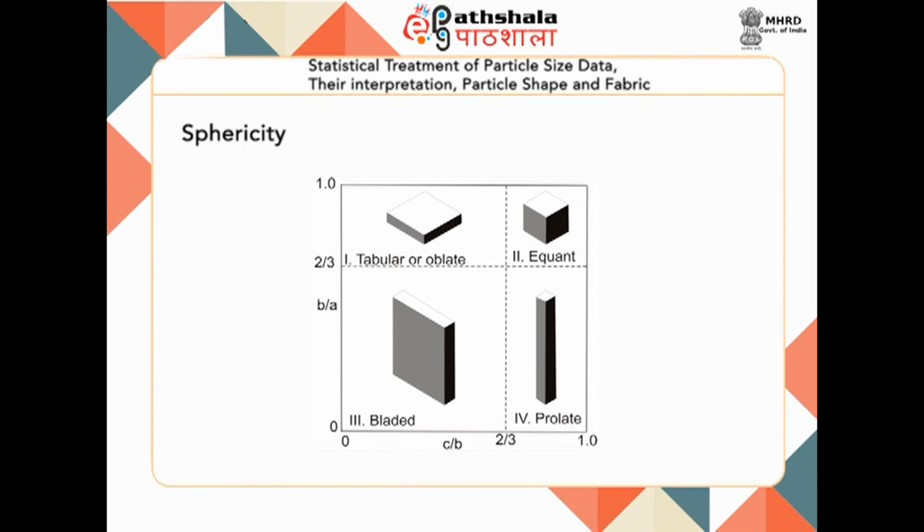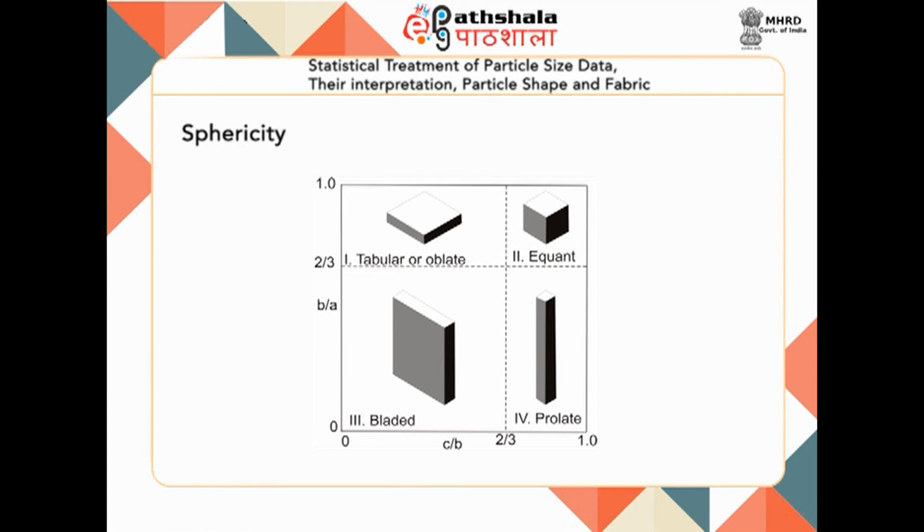So, to simplify this process, Zingg classified 4 shapes of grain on the basis of B by A and C by B ratios, where A, B and C represent length, breadth and thickness of a grain. The 4 classes defined thereby are oblate, prolate, triaxial and equiaxial. As described in the following diagram, you can see all the 4 shapes.